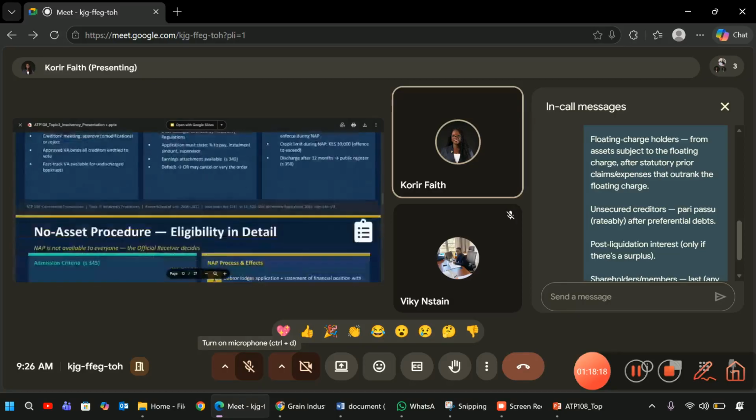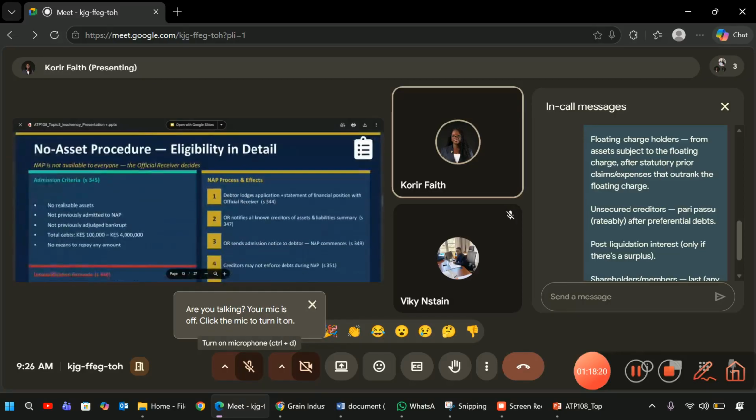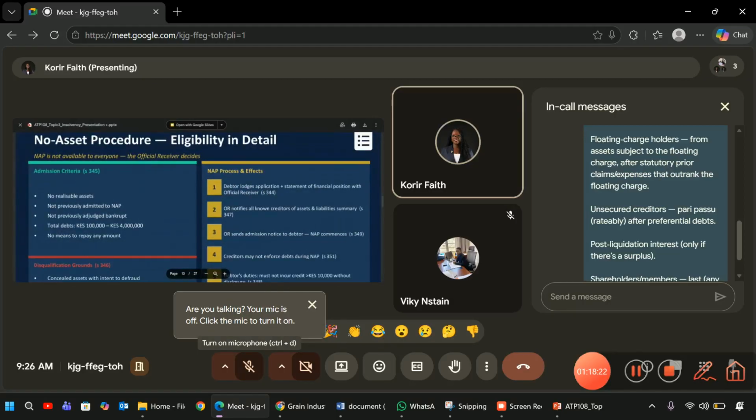So we are looking at eligibility in detail. That is when you can apply for the no asset procedure. And he said the admission criteria under section 345 is you have to prove that you have no realizable assets. You also have not been previously admitted to the no asset procedure. You should not also have been previously adjudged bankrupt. And the total debts that you want to admit into this procedure should range between 100,000 to 4 million. And you have no means to repay any amount.